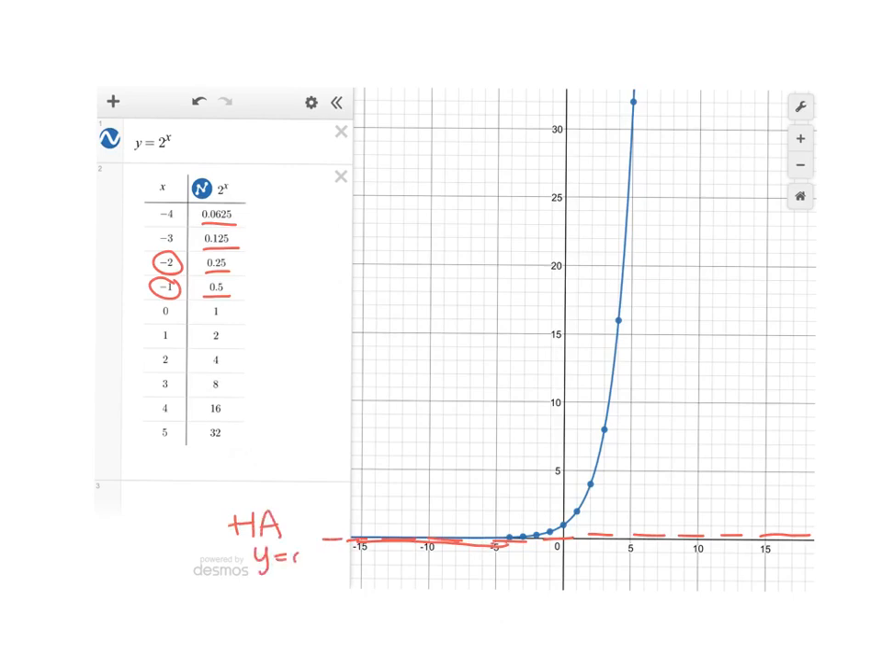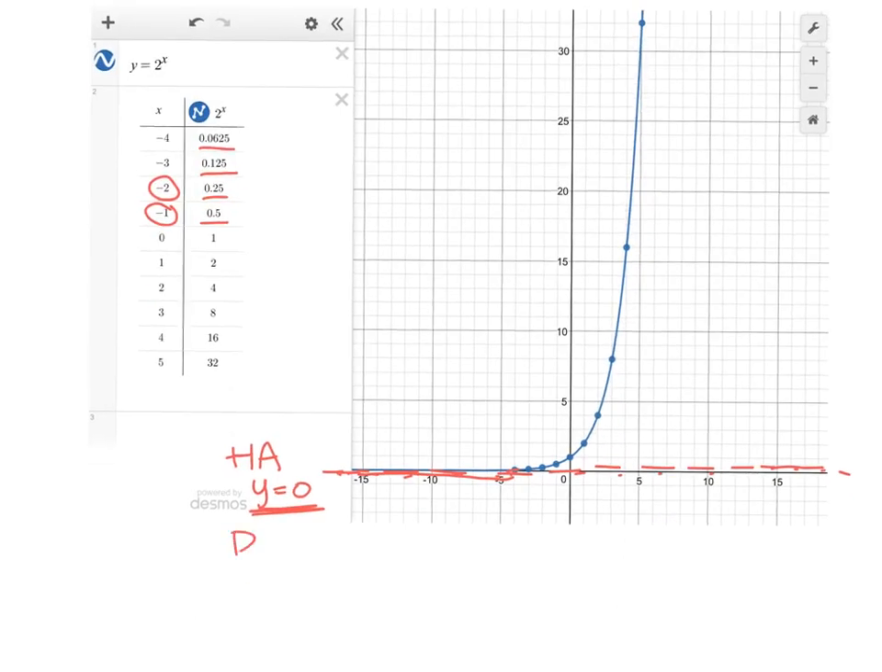at y equals 0. You have a horizontal asymptote because as you go towards negative infinity in the x direction, your y value gets closer and closer to 0. Let's talk about the domain. Domain is going to be all real numbers, and the range is going to be y is greater than 0 because all of your values are above your horizontal asymptote.